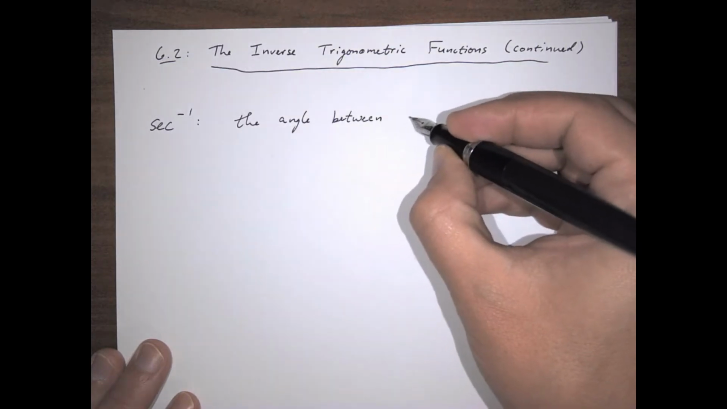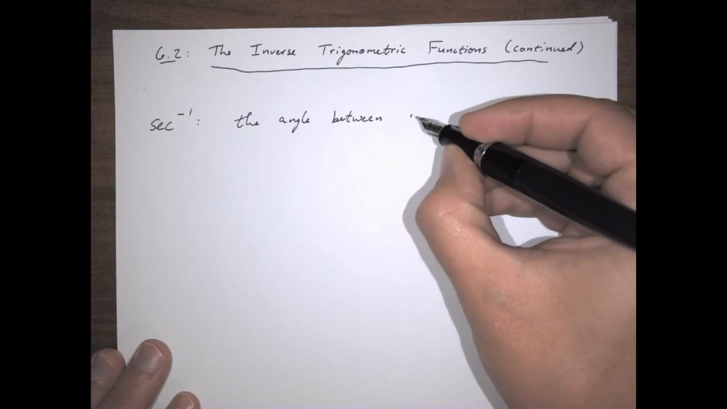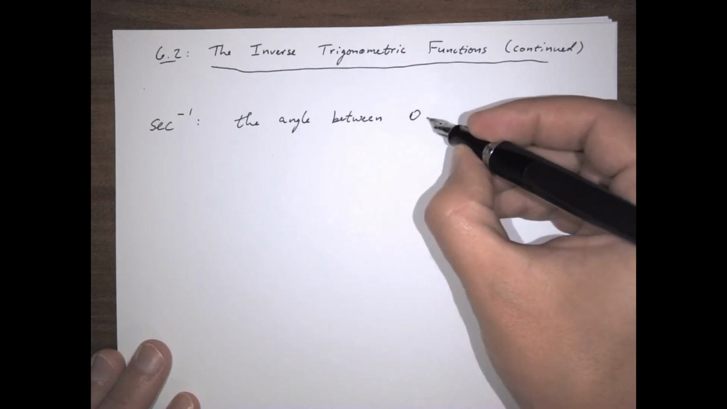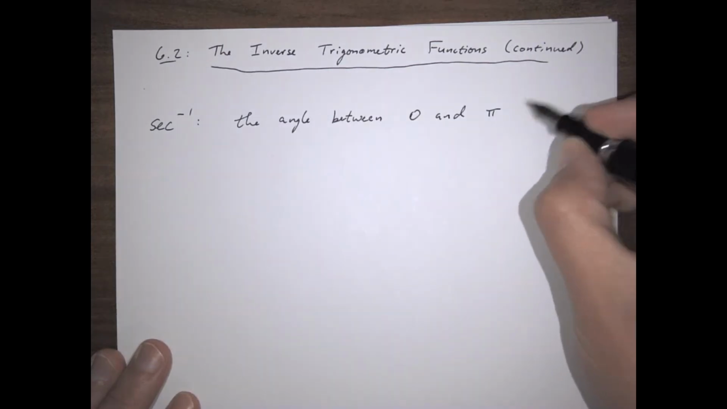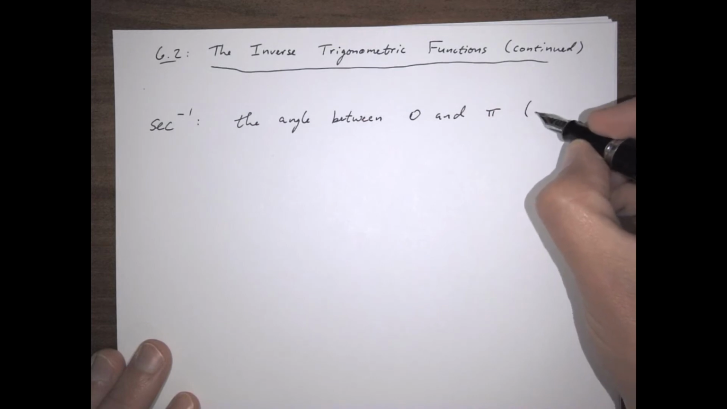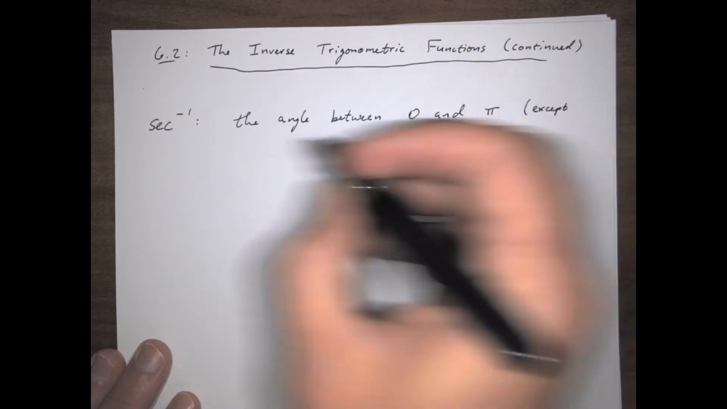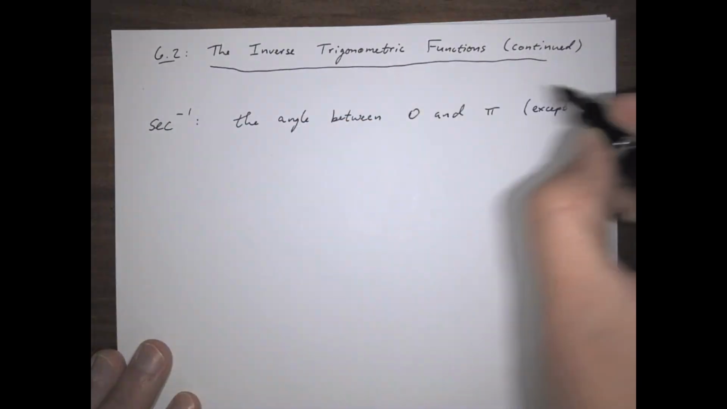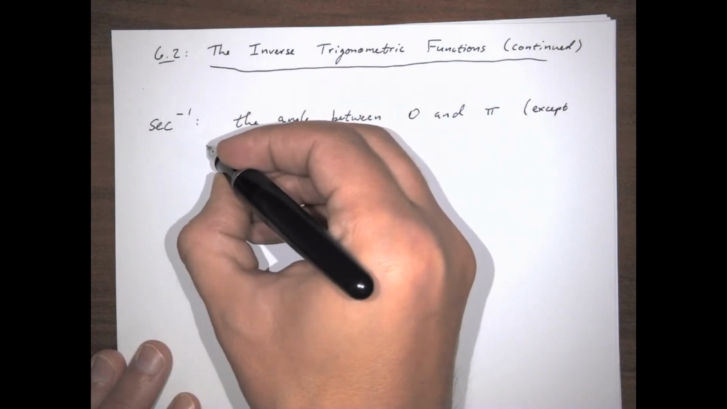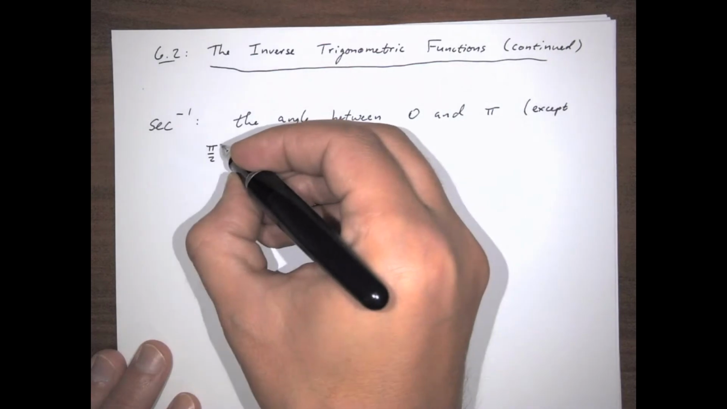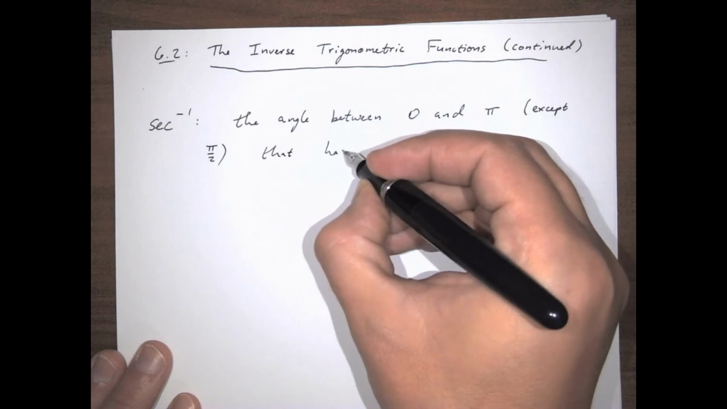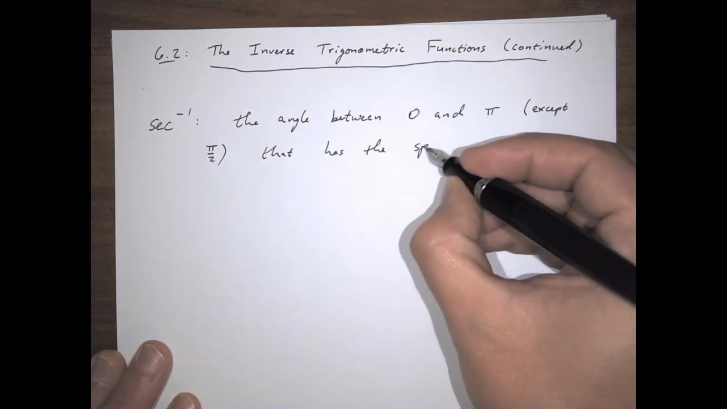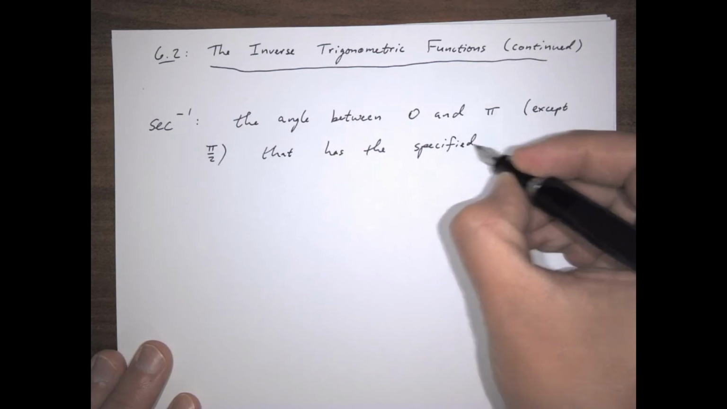So this will be the angle between, so in this one, 0 to pi, so matching cosine, and the only exception will be at pi over 2, where secant is undefined. That has the specified secant.